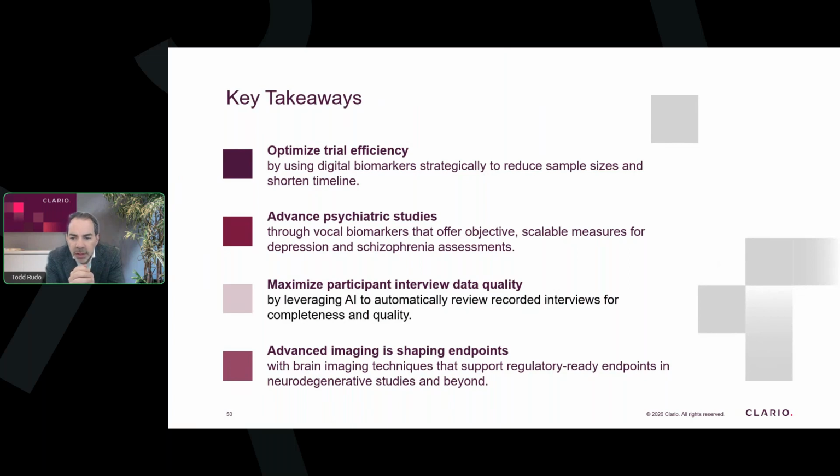Just to quickly summarize, we've heard, I think, a very compelling set of examples for the impact that novel applications of AI can have in neuroscience drug development. So digital biomarkers, including vocal biomarkers and speech latency in particular, adding meaningful insights now within studies. Examples were shared both with schizophrenia and depression studies today.